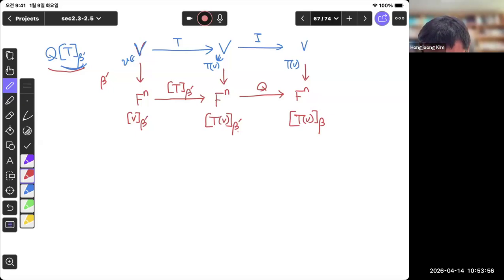So given any V, we can find its coordinate with respect to beta prime. Then that is mapped to the image, but that image is expressed in terms of beta prime. And then we change the basis from beta prime basis to beta. Or, so instead of doing this, we can consider this.